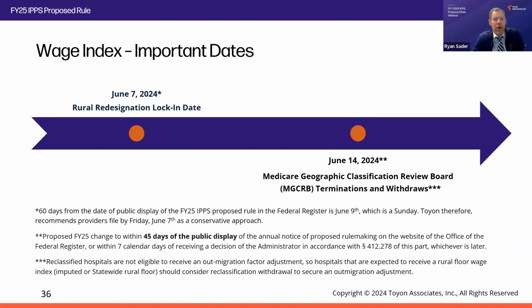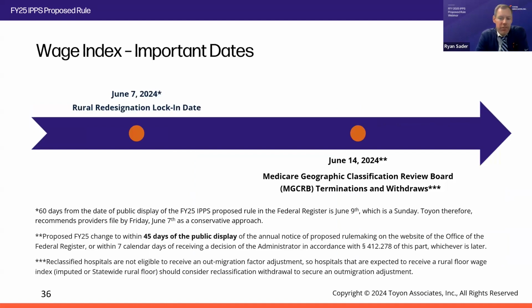All right, last slide for me, so we can keep this moving along. Keep this as a reference. These are important dates to keep in mind. June 7th, this speaks to rural redesignation lock-in. So if you're trying to redesignate to get yourself included in the rural calculation, you have to do it by June 7th.